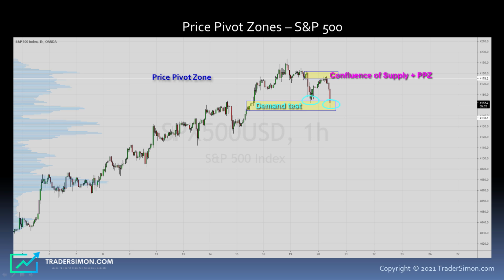And that's a recap on price pivot zones, a very simple but powerful concept and one of the foundations that underpins a strategy.